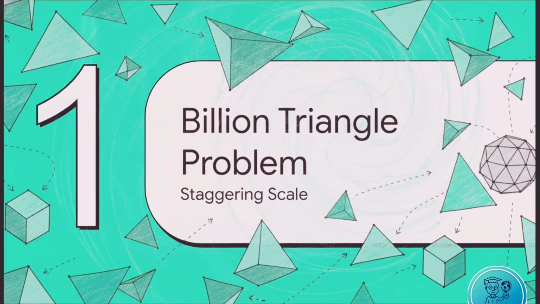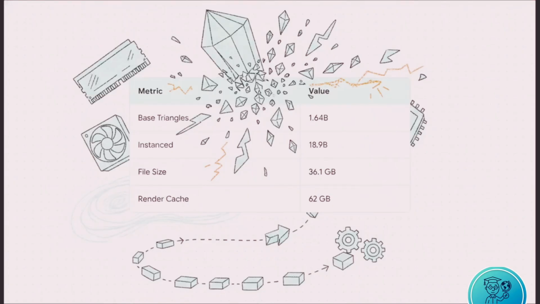Section 1. The billion triangle problem. Staggering scale and memory limits. What's truly fascinating here is that simply importing this 36.1 gigabyte raw geometry file crashes robust software in under 5 minutes. And that's even on top-tier machines armed with 192 gigabytes of RAM.